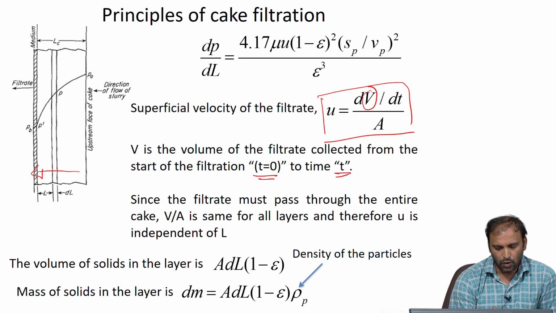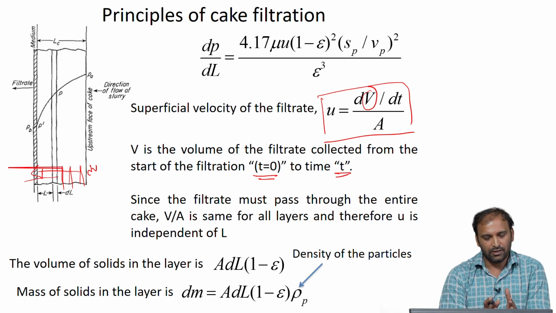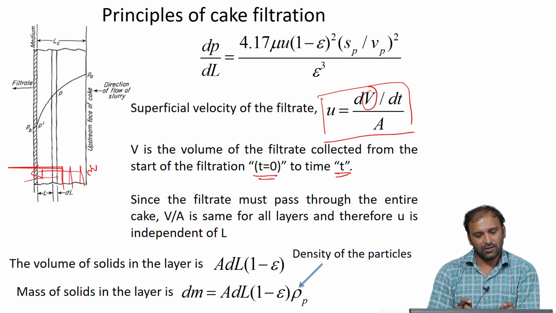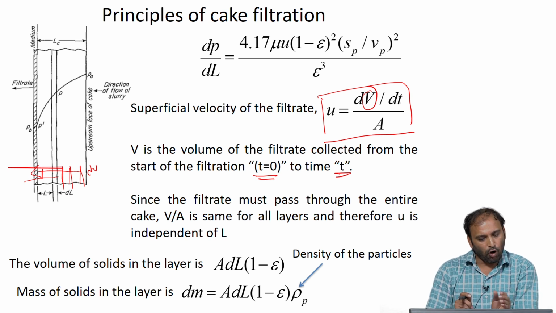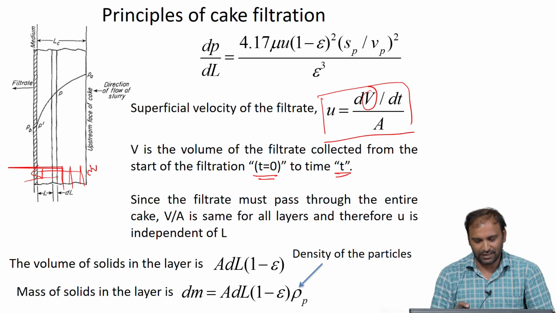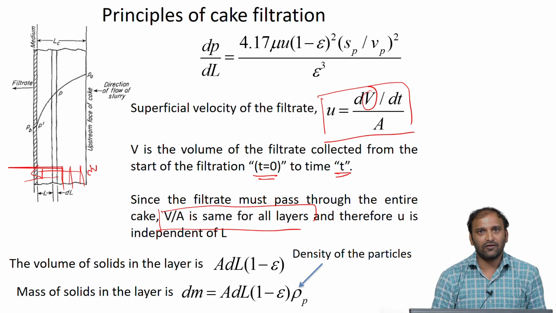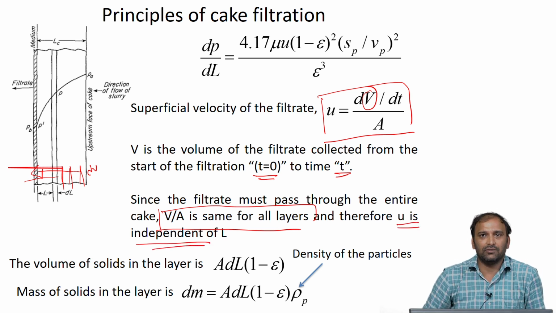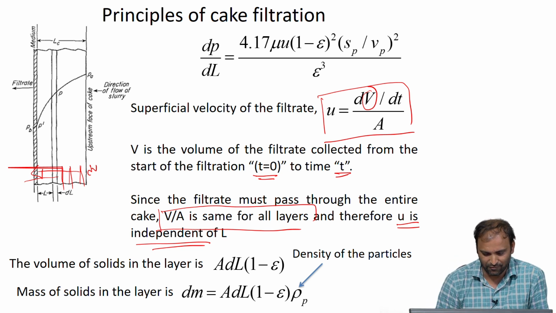That means whatever dV enters, the same amount of volume flows through the entire cake, if I split it into different strips. So dV is the same across all the strips that constitute the filter cake. Therefore V by A is the same for all layers, and I can assume that u is independent of the length across which the filtrate is flowing.